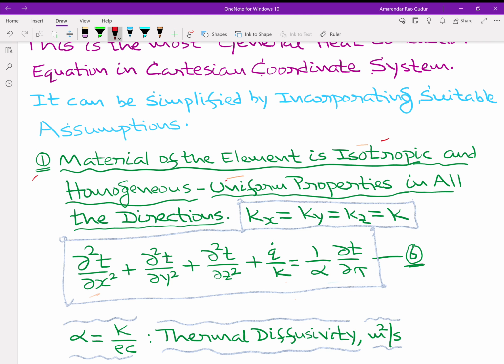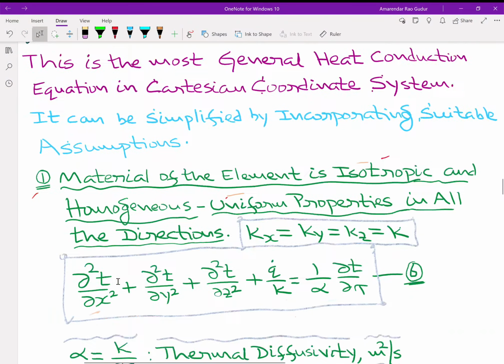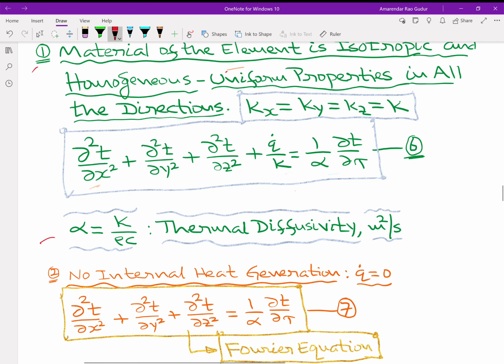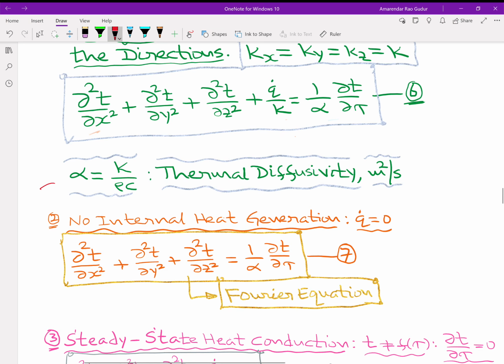And over here we take k common and we divide both sides by k to get ∂²T/∂x² plus ∂²T/∂y² plus ∂²T/∂z² plus q dot by k is equal to 1 by alpha ∂T/∂τ. Over here alpha stands for thermal diffusivity in meter square per second, which is given by k by ρc. Thermal diffusivity becomes very important in unsteady heat conduction. Now this is the most general heat conduction equation when the material is isotropic and homogeneous.